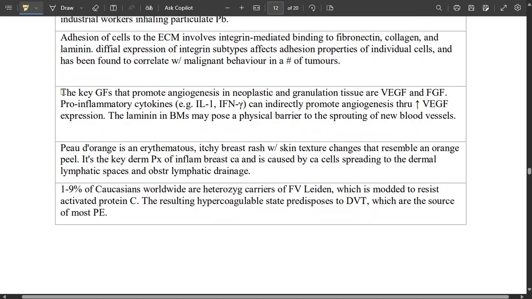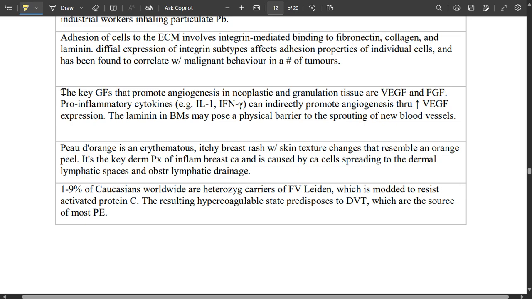Okay, the next point is the key growth factors that promote angiogenesis in neoplastic and granulation tissues. So in neoplasia, wherever there is increased proliferation of blood vessels into the cancer cells, for cancer cells to multiply independently, there is increased expression of growth factors like fibroblast growth factor and VEGF. Bevacizumab is a monoclonal antibody which decreases VEGF, vascular endothelial growth factor. So the key growth factors that promote angiogenesis in neoplastic and granulation tissues are VEGF and FGF.